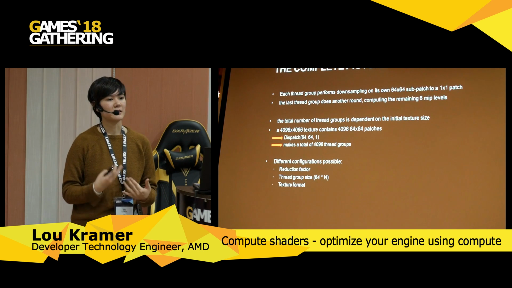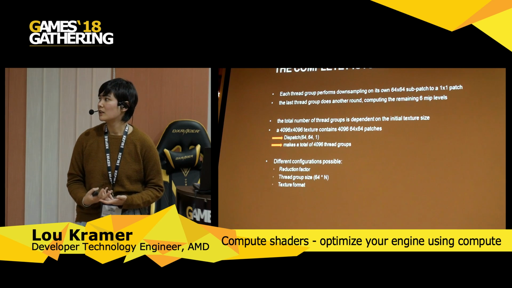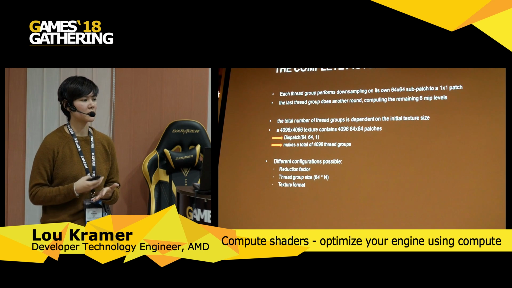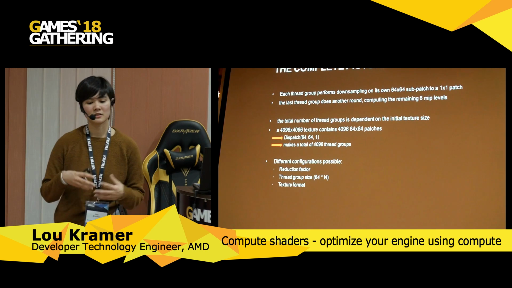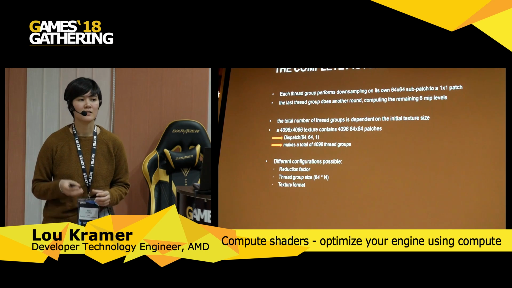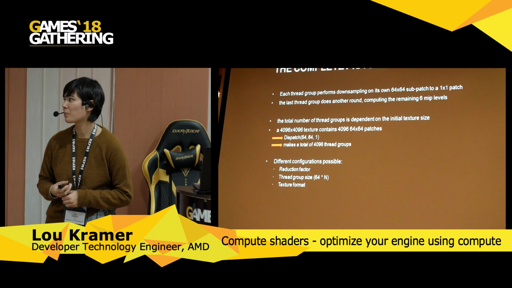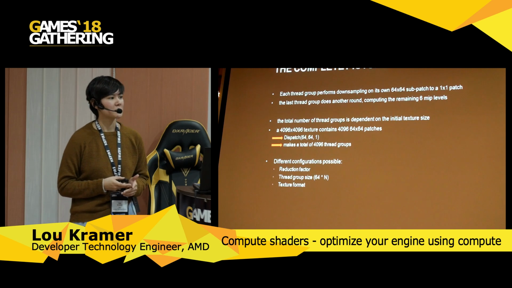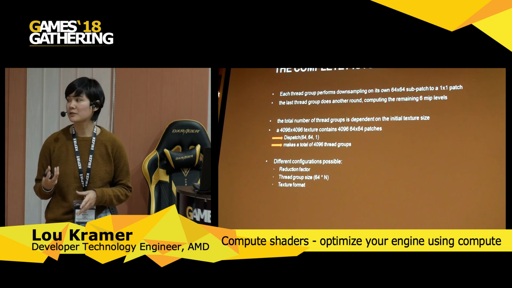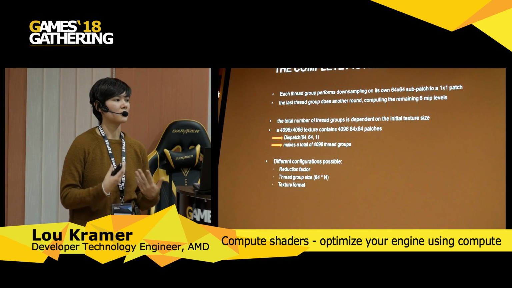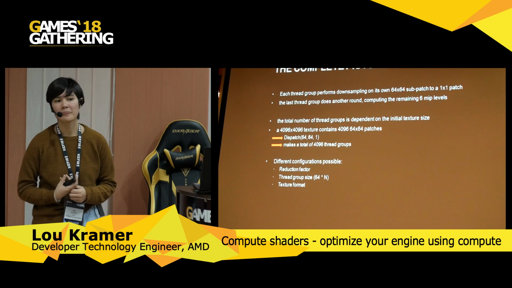The total number of thread groups we invoke obviously depends on the original texture size. In our example, the original texture size was 4096 squared. This means that this original texture contains 4096 subpatches of size 64 squared. This means we have a dispatch call with 64 by 64 thread groups, so a total of 4,096 thread groups involved with this one dispatch call.